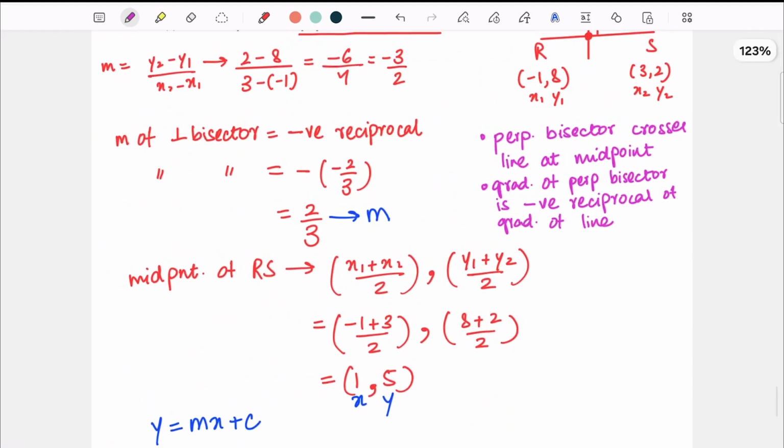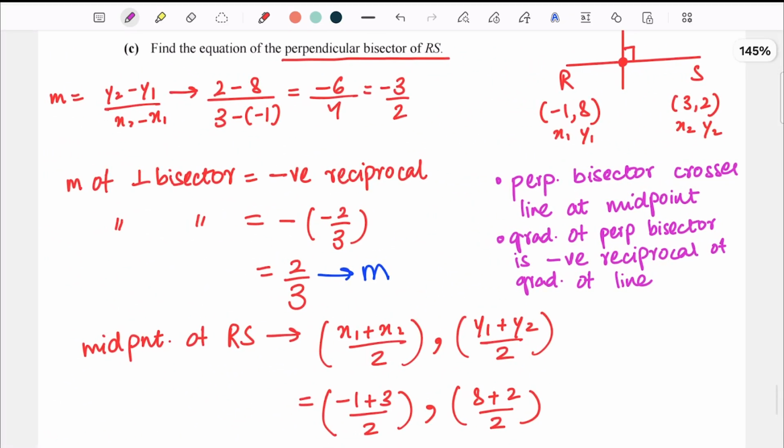Here I've written a few facts about the perpendicular bisector, which is that a perpendicular bisector always crosses the line at the midpoint, and the gradient of the perpendicular bisector is the negative reciprocal of the gradient of the line.